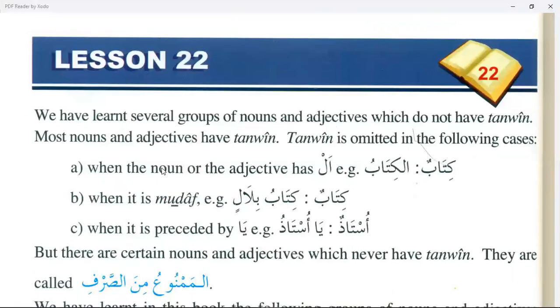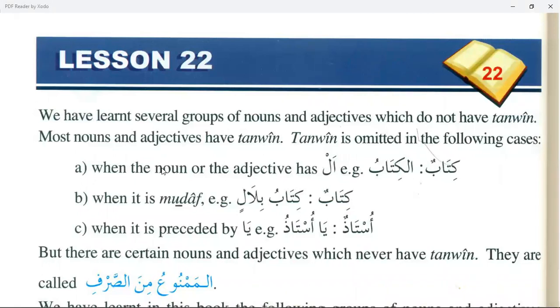Miss Satya. So what is sarf? Sarf means morphology.